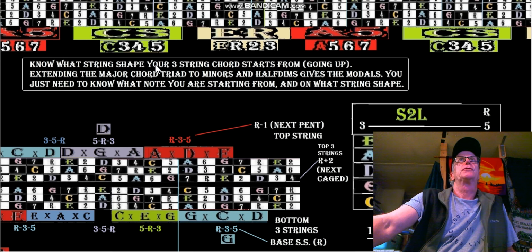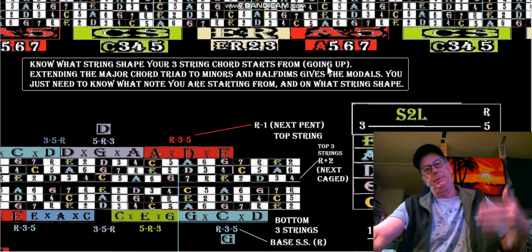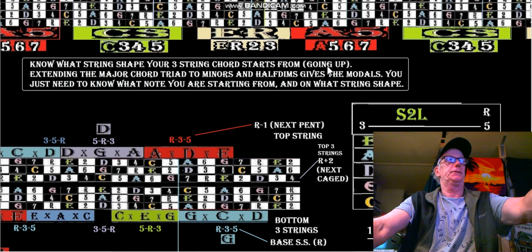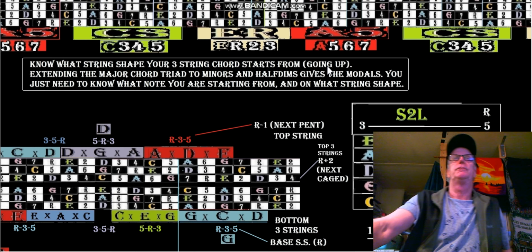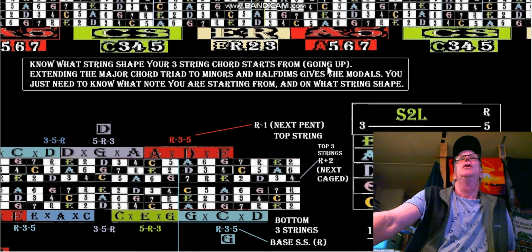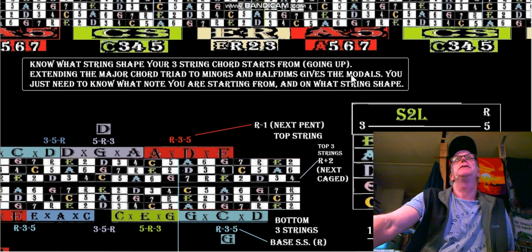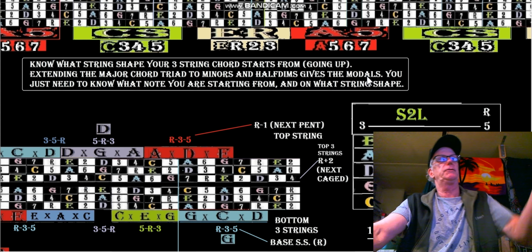Know what string shape your 3 string chord starts from. Say going up, we're going to play up. We're going to start the chord, say E minor: E, G, and B. We're playing up from E. Extending the major chord triad to the minors and half diminished gives you the modes, whatever.